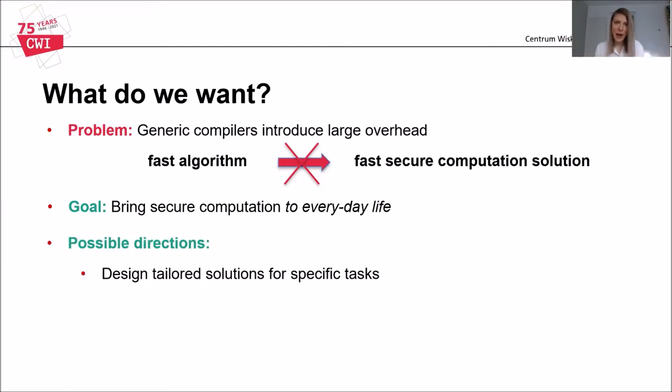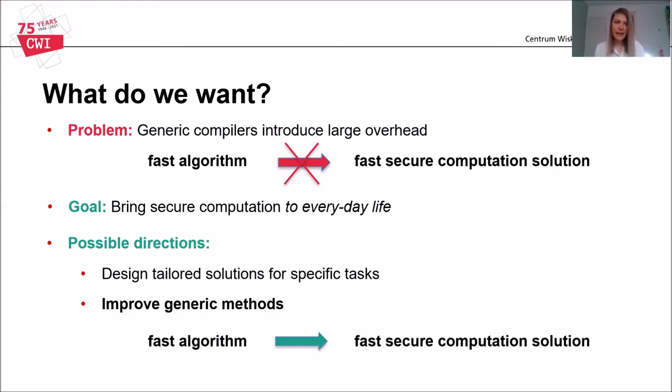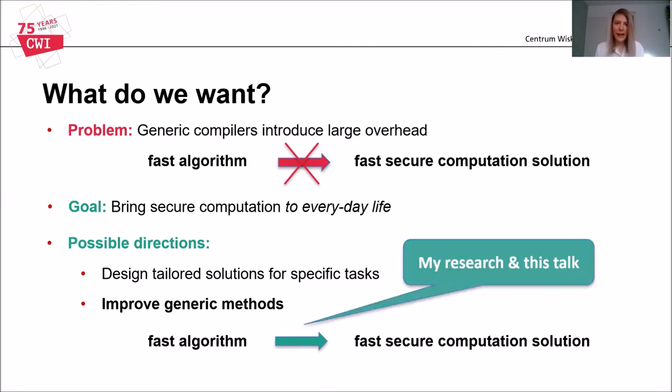And the question is how do we get there? So one direction is to look at specific tasks and then really tailor secure computation solutions for that. And the other direction is to work on making this arrow green, so really get a generic compiler to transform a fast algorithm into a fast secure computation solution. And for the rest of the talk, I want to focus on how we can get there, and explain a first step towards getting there and what my research does basically.